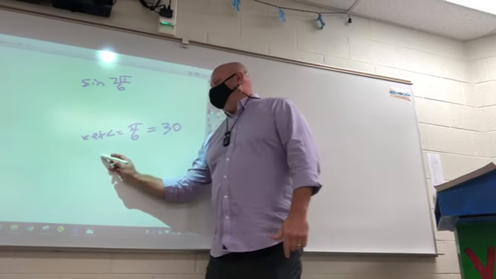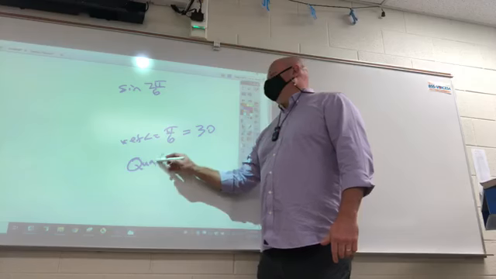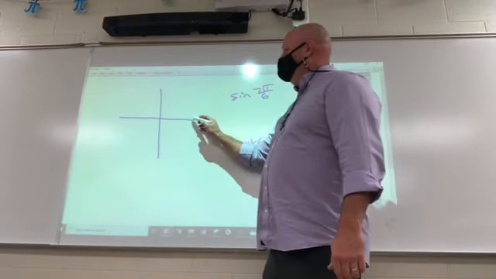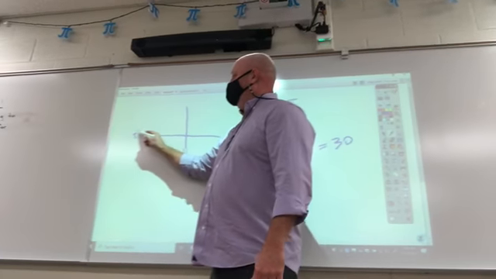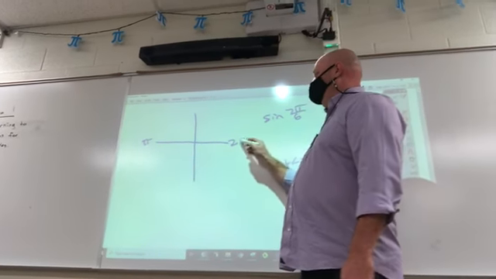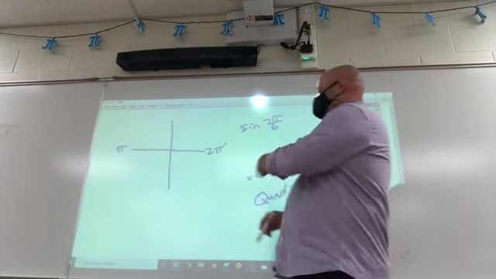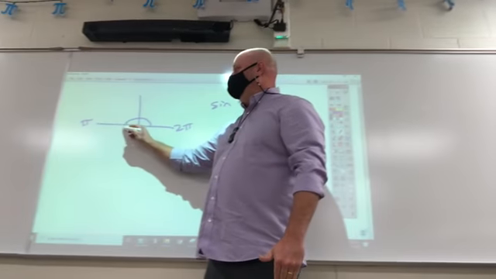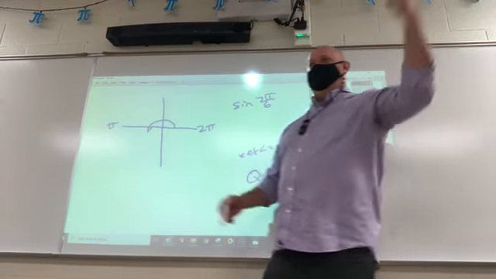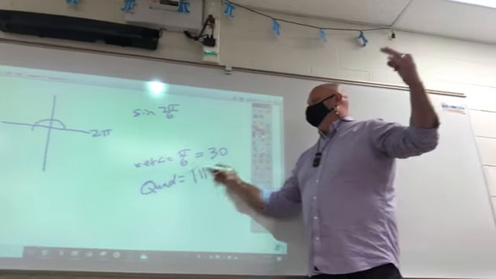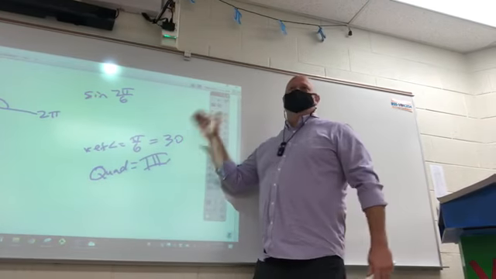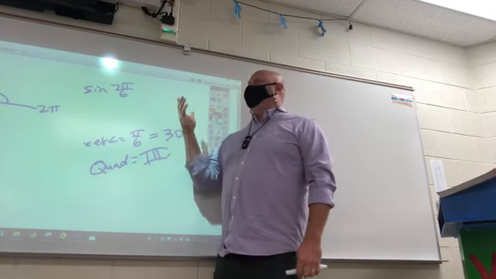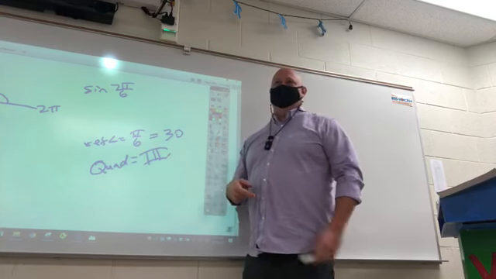The other thing I need is, what's the quadrant? Well, if you remember, in radians, 1 pi is here, 2 pi is here, right? 7/6. Isn't that just going to be a little bit bigger than 1? Great, third quadrant. Isn't that really all I need, the reference angle and the quadrant anyway? There's no need to convert that back into degrees, actually.